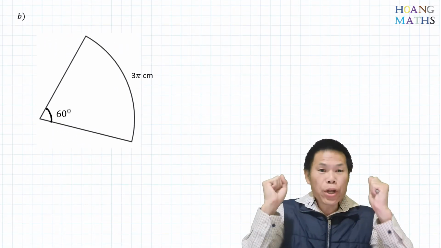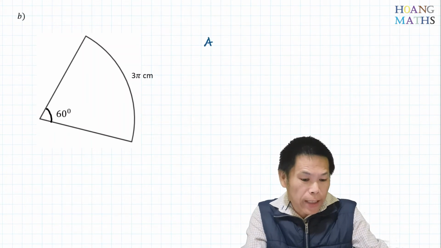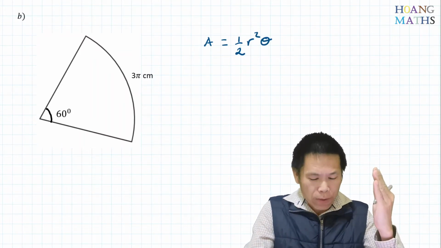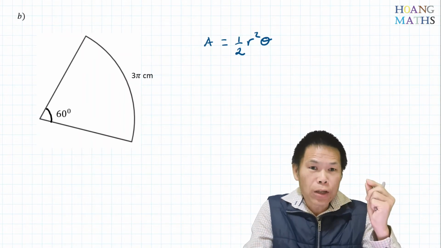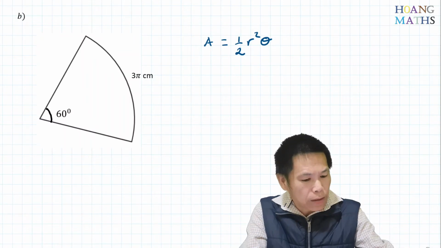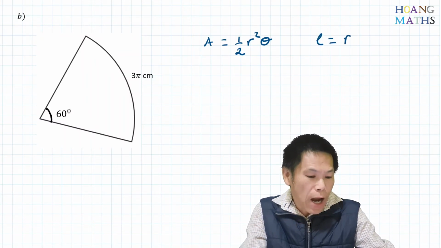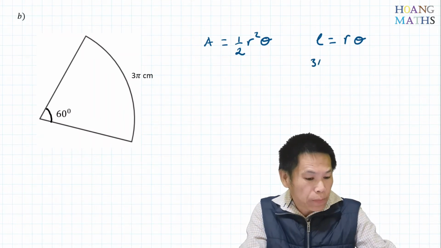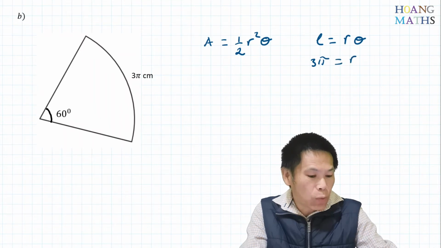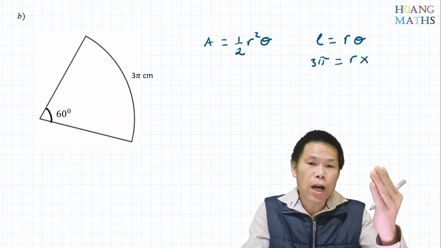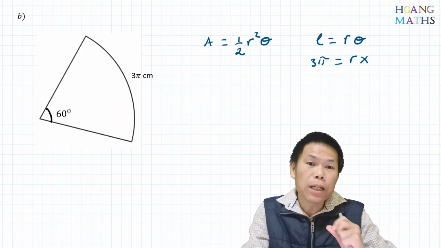Second one. We know that the area of any sector is equal to a half r squared theta. We already have the angle, but we don't have the radius, so we need to work out the radius first. Now remember, arc length is equal to r theta. So the arc length is 3 pi, which is equal to the radius, that's what we need to work out, multiplied by the angle theta. But don't forget, angle theta must be in radians.